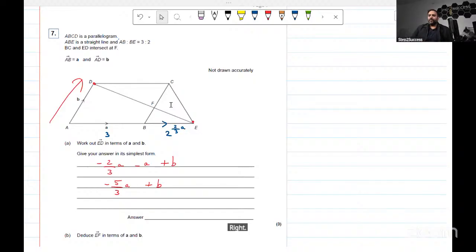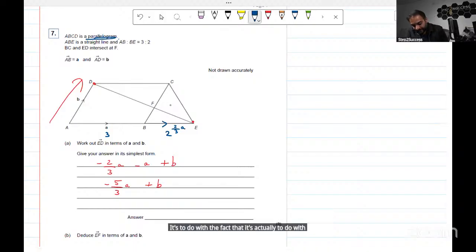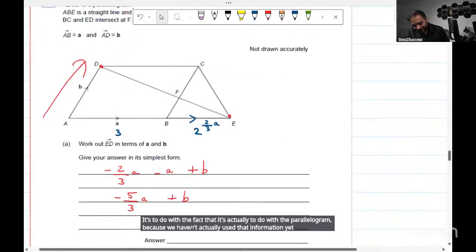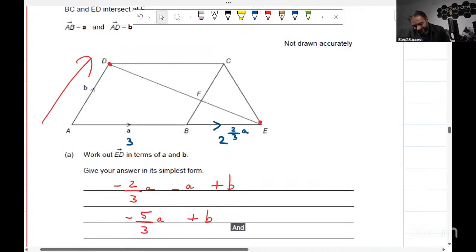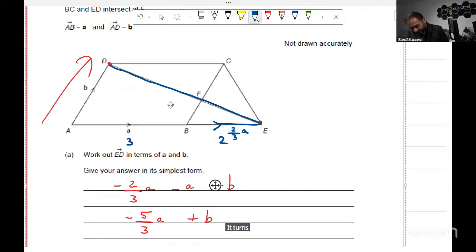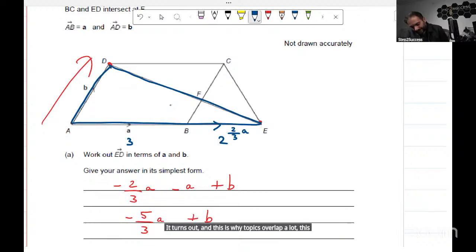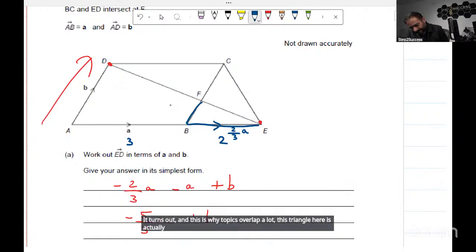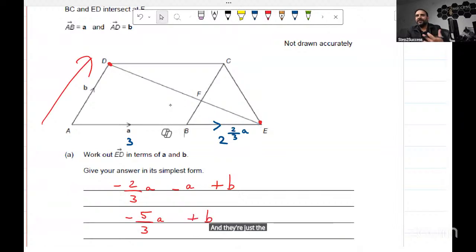This is really horrible, 7b, but I'll just tell you what the answer is. It's to do with the parallelogram because we haven't actually used that information yet, and it's similar triangles. Because of the parallel nature of all of this, and this is why topics overlap a lot, this triangle here is actually similar to this triangle here. Similar means they have the same angles and the same sort of ratios.